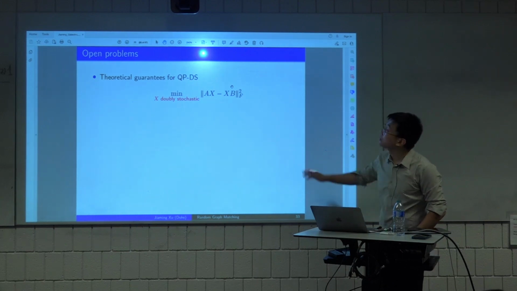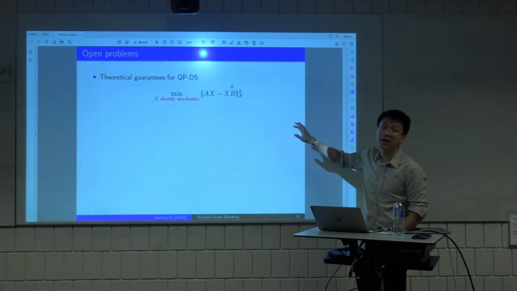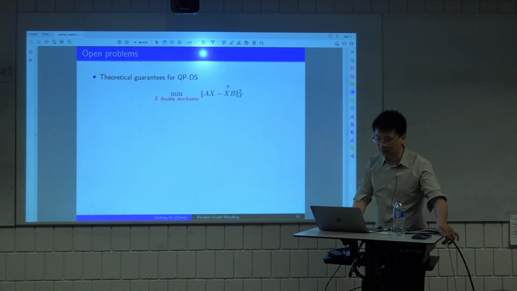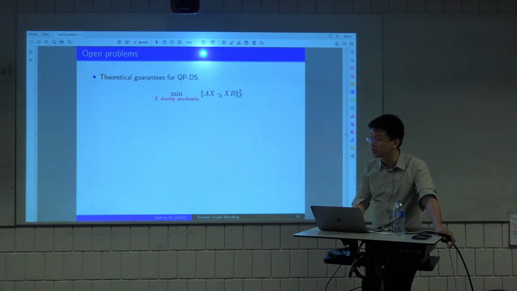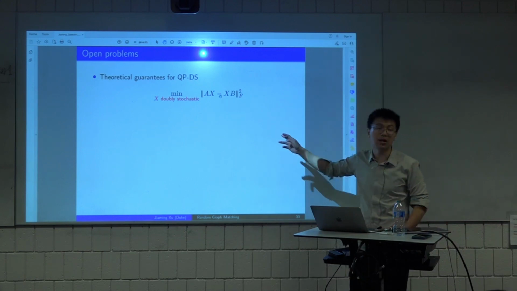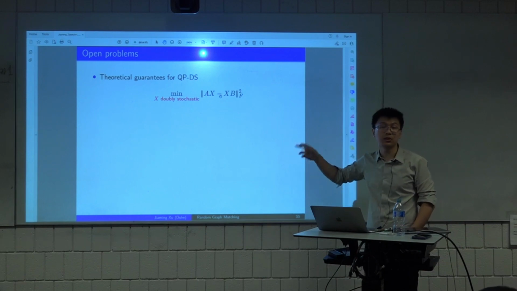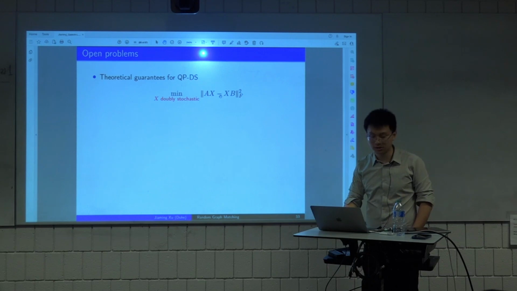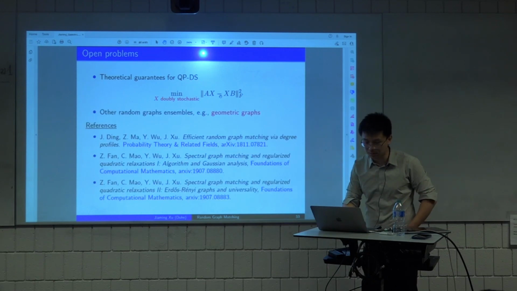So I think the big open problem for this method is to get a theoretical guarantee for the doubly stochastic relaxation of this QAP. Numerical experiments actually suggest that this can tolerate a constant error. So delta can be a constant, but we're not able to prove that. So that's actually a big open problem.